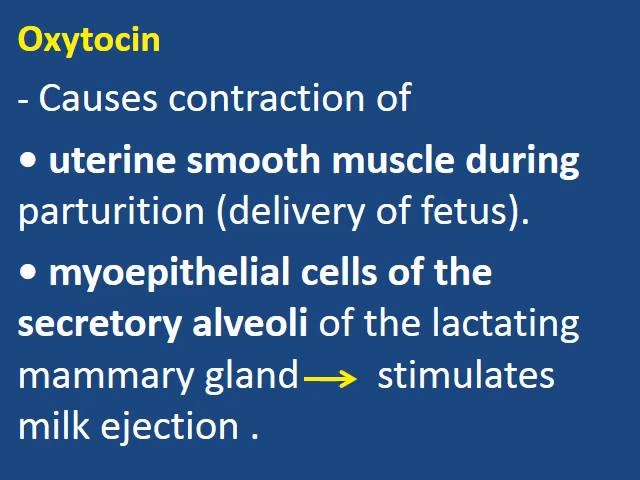On the other hand, oxytocin causes contraction of uterine smooth muscle during parturition, that is during the delivery of the fetus. Oxytocin also causes contraction of myoepithelial cells of the secretory alveoli of the lactating mammary gland, which stimulates milk ejection.